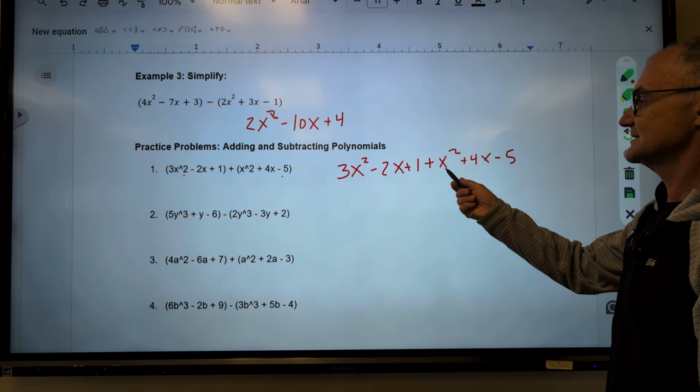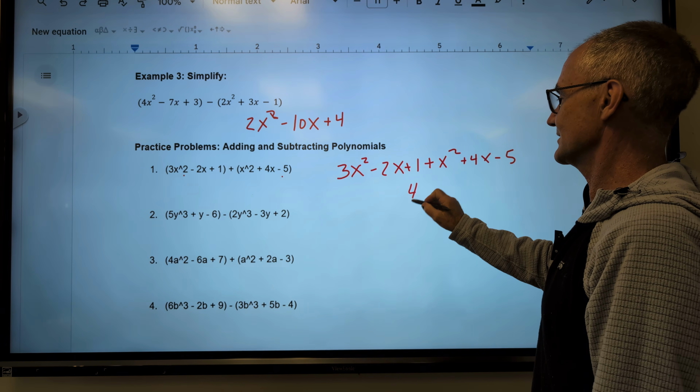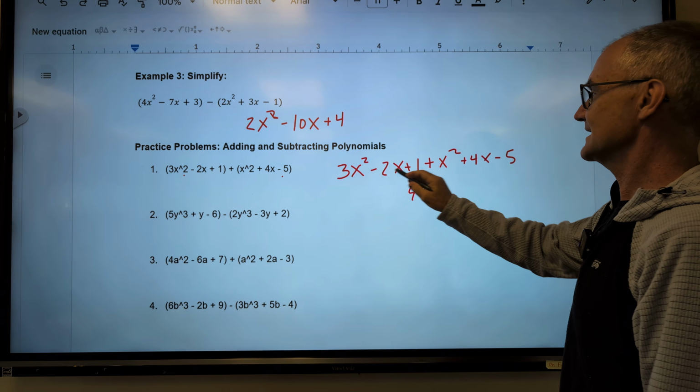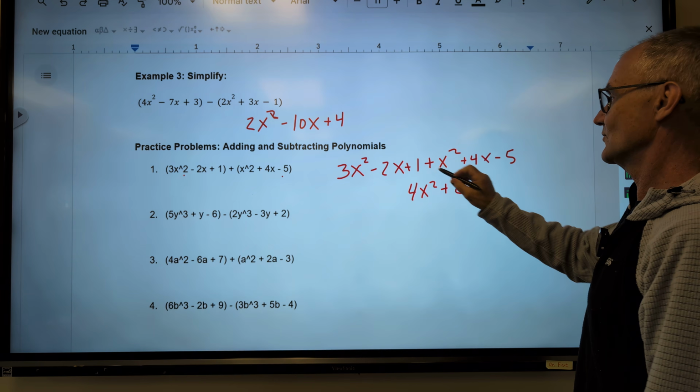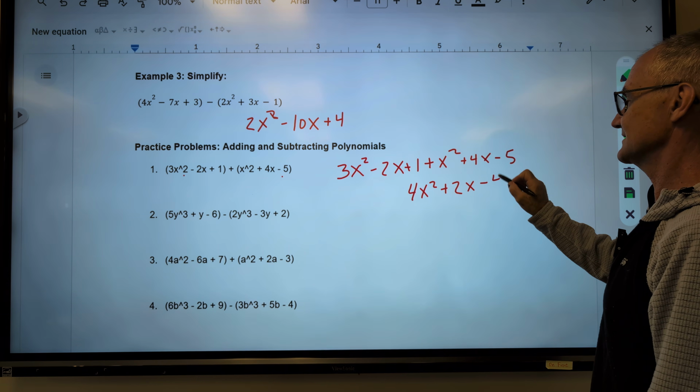3x squared plus 1x squared is 4x squared. Negative 2x plus 4x is 2x. 1 minus 5, negative 4.